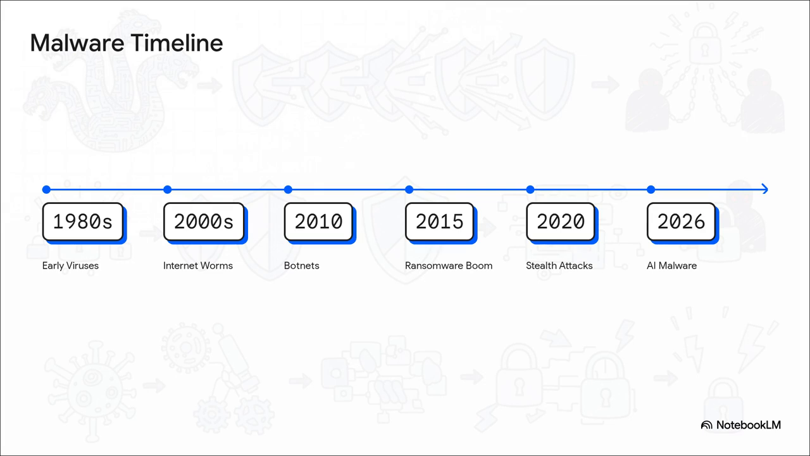Now, malware definitely didn't start out as the complex beast it is today. Back in the 1980s, we had early viruses. Then the 2000s brought us worms. 2010 gave us botnets, and by 2015, we hit the ransomware boom. 2020 shifted things into stealth attacks, and looking toward 2026, we're fully entering the era of AI malware. The biggest takeaway here is that malicious code has constantly evolved right alongside technology itself. As our tools got better, well, so did the threats.